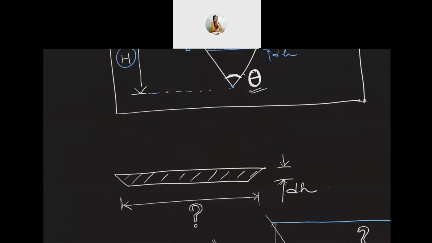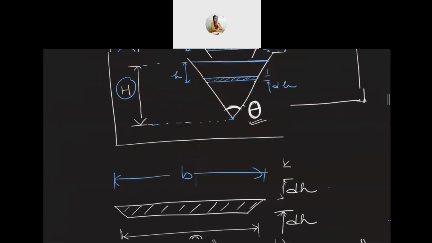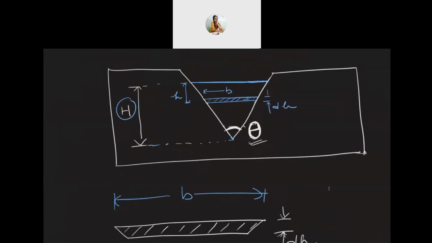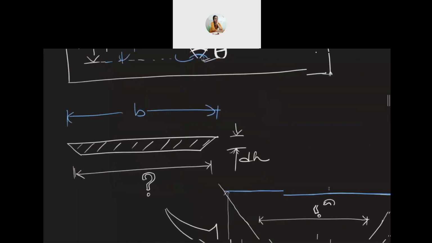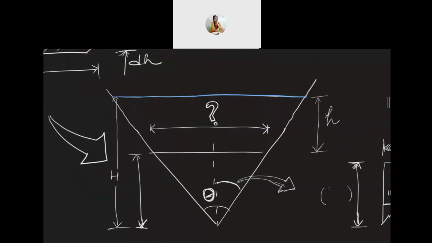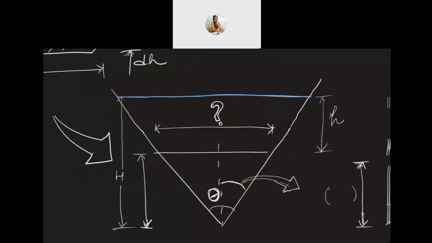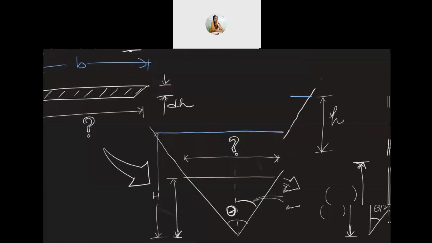Now in this case, the area is not simply b into dh, where b is the width. Here b is actually variable, so let's call it small b. And this small b is a function of this height or head. As head becomes zero at this point, the width is maximum, and at the bottom, when the head is maximum, the width is zero. So let's try to write an expression for that. So this is our elementary strip. We're going to find out this width b. We know the thickness is dh.